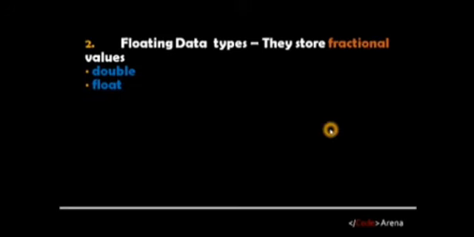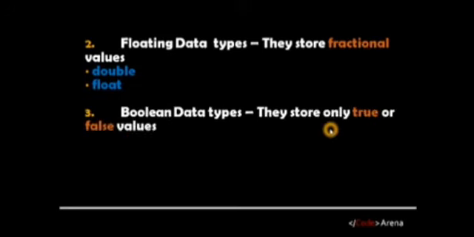Now the third one, we have the Boolean data types. The Boolean data types store true or false values. To write this, we make use of the syntax bool. Bool is a syntax in Java that is used to define a variable as one that stores a true or false value.